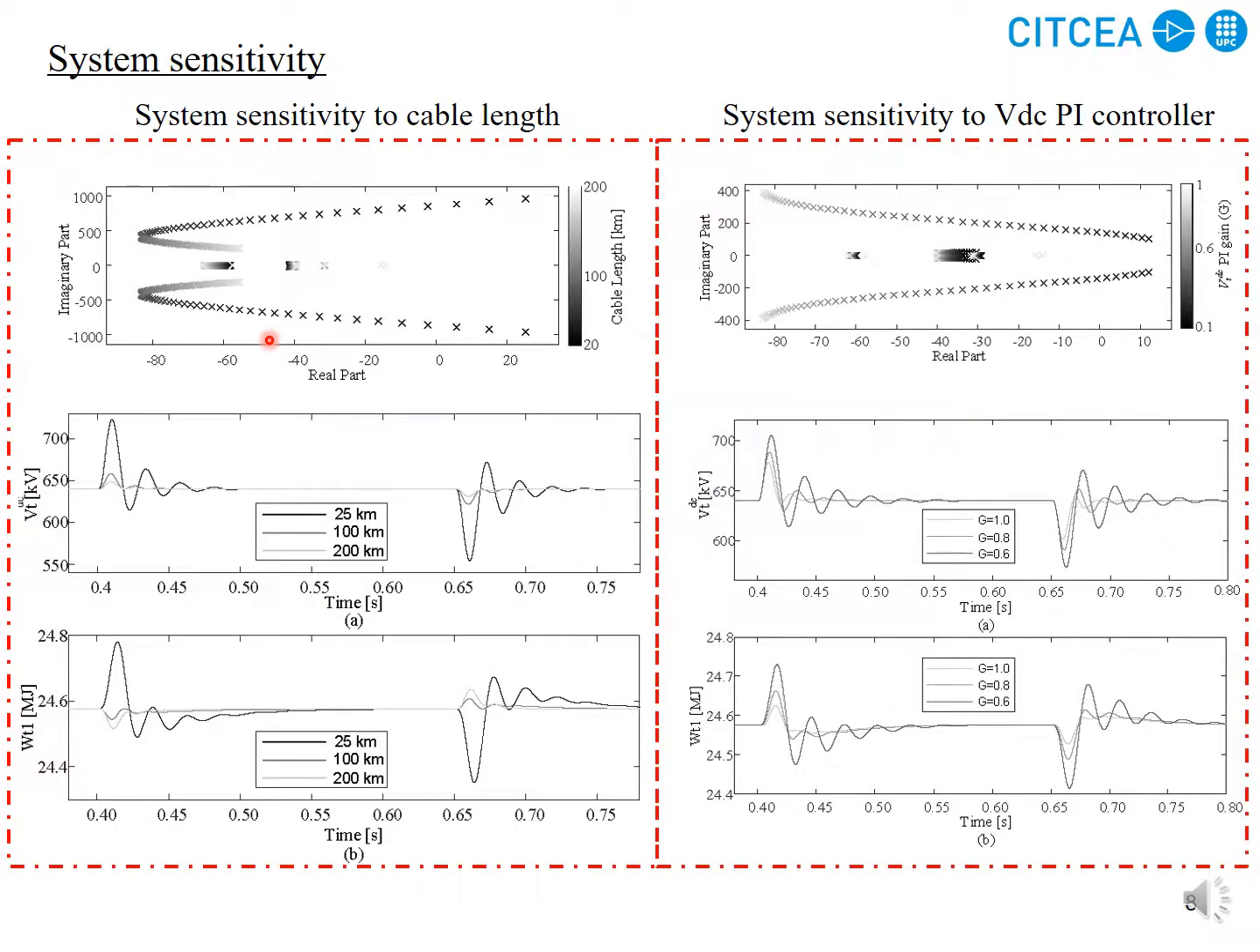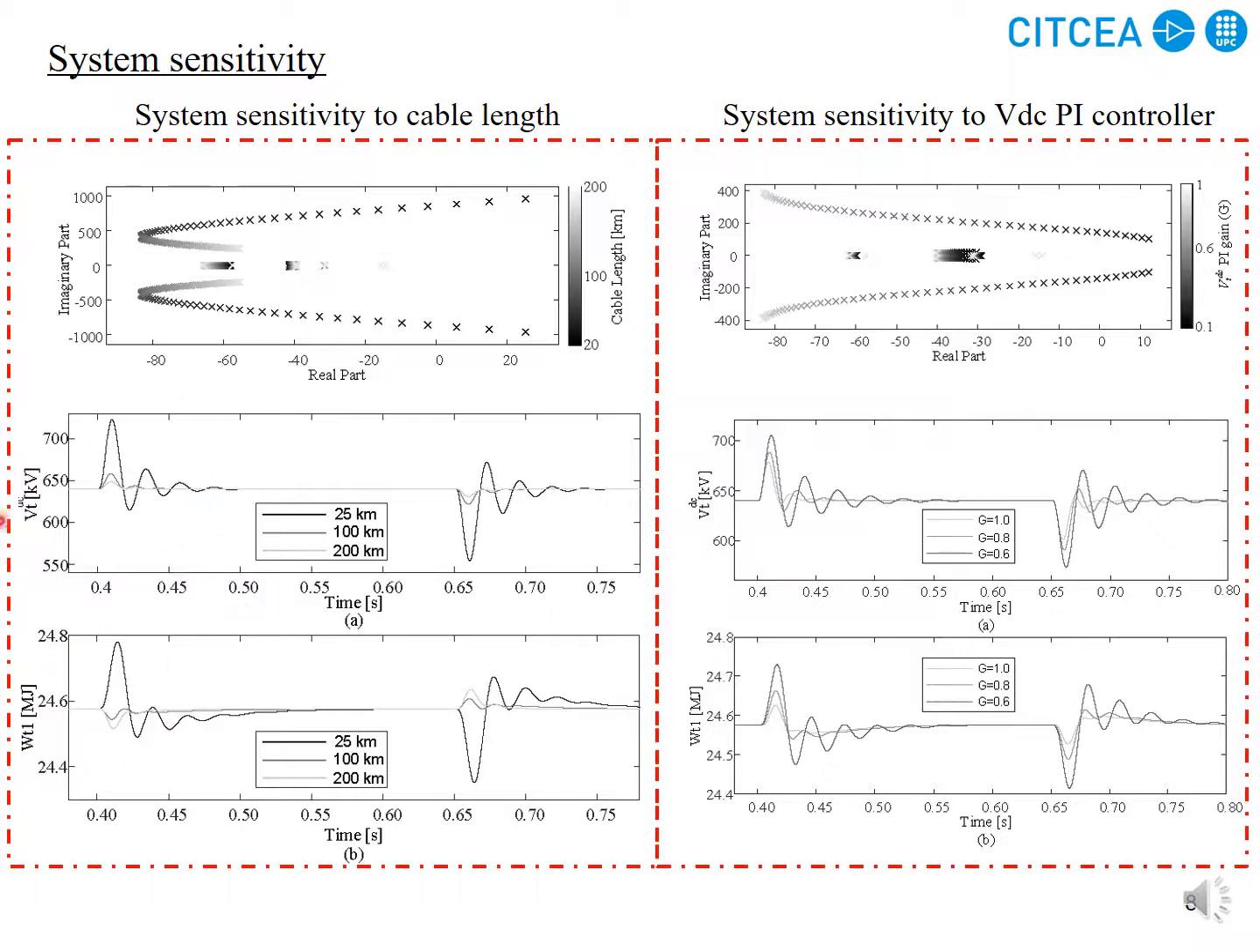Once we know which parameters are of importance, we can conduct system sensitivity. As we mentioned earlier, cable parameters and the DC voltage PI controller contribute to the critical modes of the system. With the variation of the cable length and DC voltage PI controller coefficient, we can observe that the dominant eigenvalues of the system change. For example, when the cable length is reduced from 200 to 20, the system becomes unstable. It means that for a shorter cable length, the system is prone to instability.